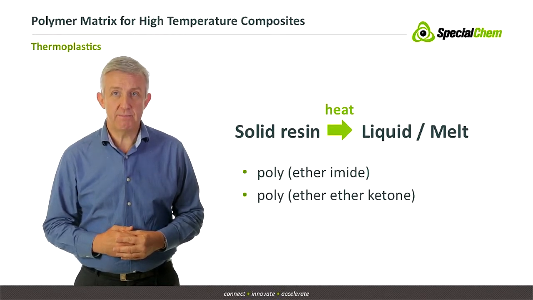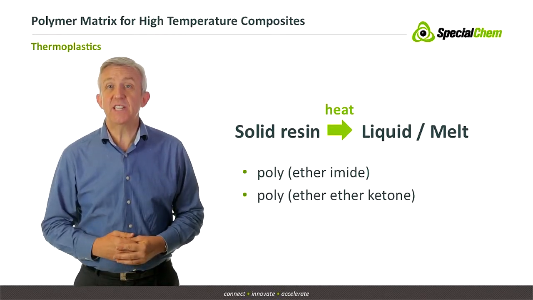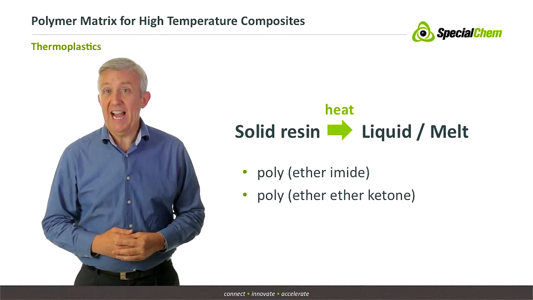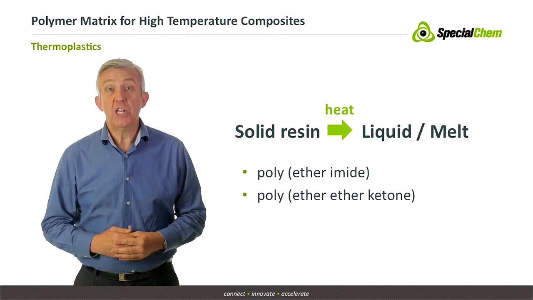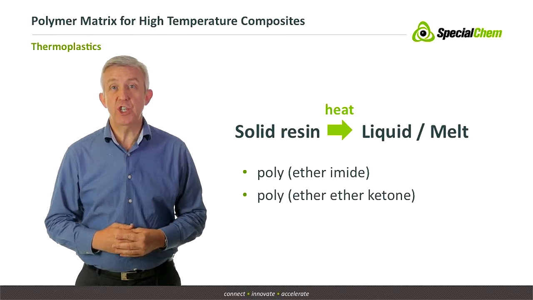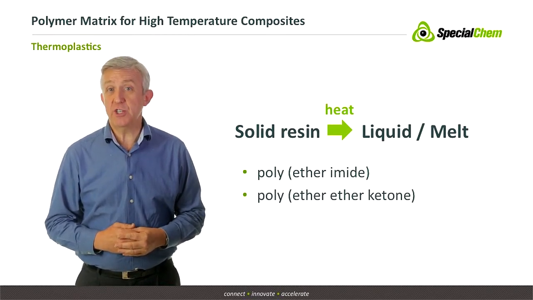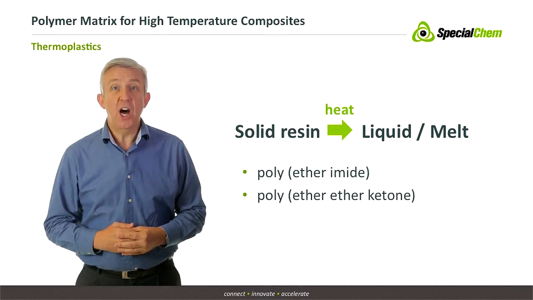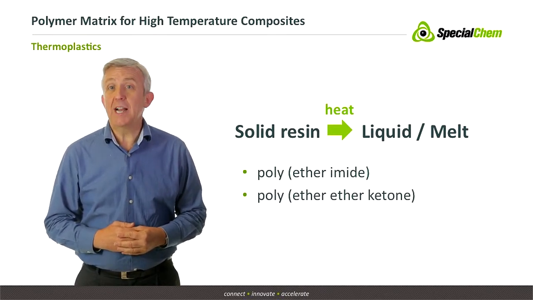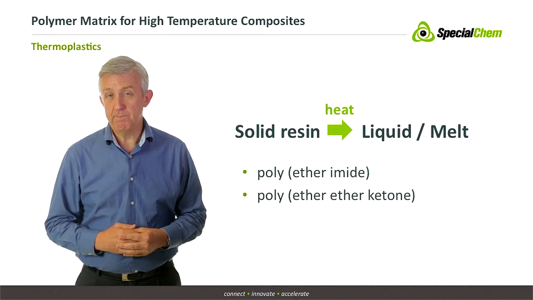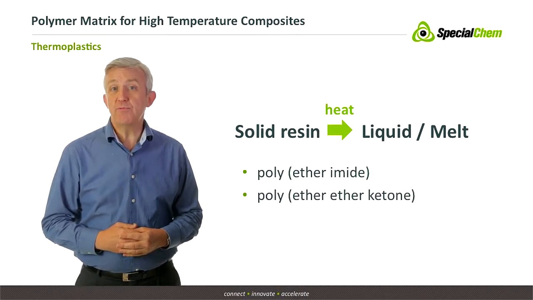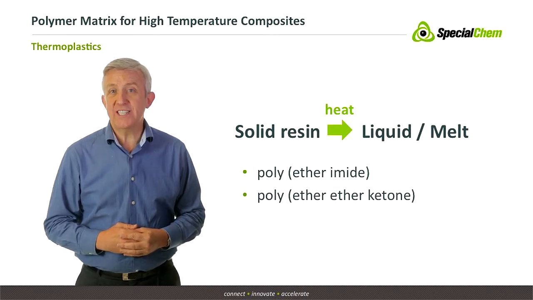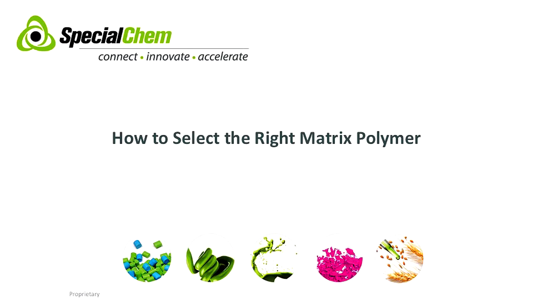Now let's turn to the class of thermoplastics that can be used as the matrix material in your high temperature composite. Thermoplastics begin as a solid at room temperature and are processed in a melted or liquid state. Two thermoplastics that you can use as the matrix material in your high temperature composites are polyether imide and polyether ether ketone. Now let's turn to how we go about selecting the right matrix material for a high temperature composite.